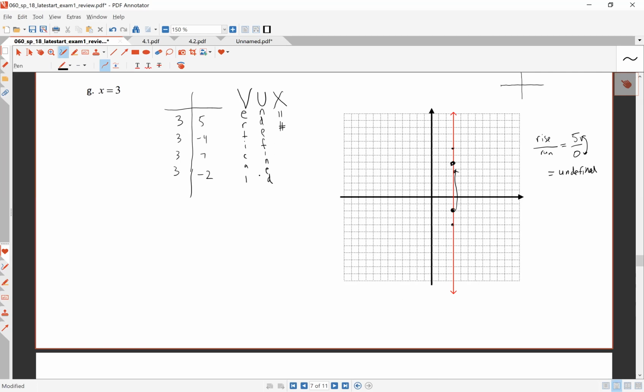And so that's how you memorize those things. If it's only y equals, it's horizontal. If it's only x equals, then it's vertical. And that's how you memorize the slopes of vertical and horizontal lines, the VUX and the OI.